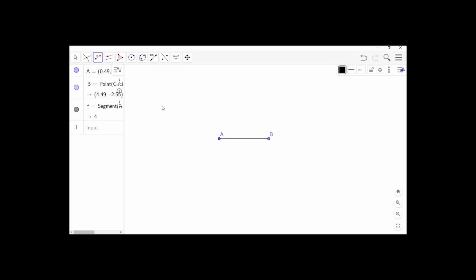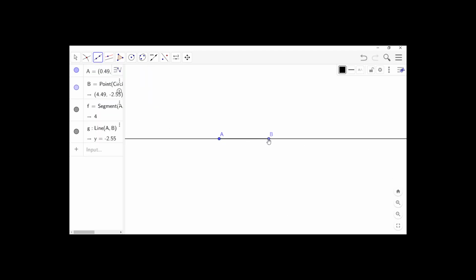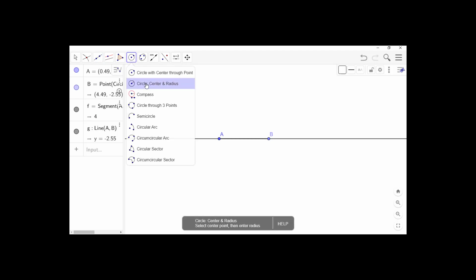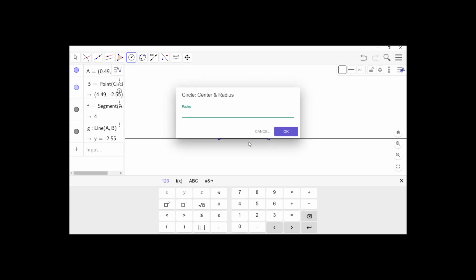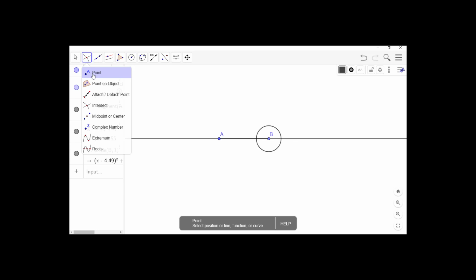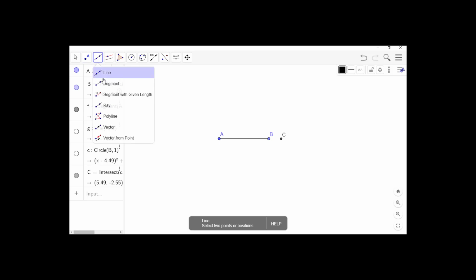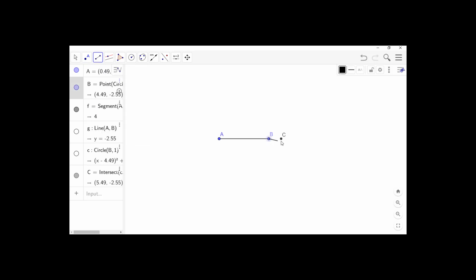So to do this, the easiest thing to do is to actually create a line through AB. And then I'm going to use a circle with center and radius. And if I make that radius be 1, I can now put that point C out here on the outside of my segment. And now I can just hide those other options. I'm just right clicking and no longer showing the object. And I come back and draw in my segment.